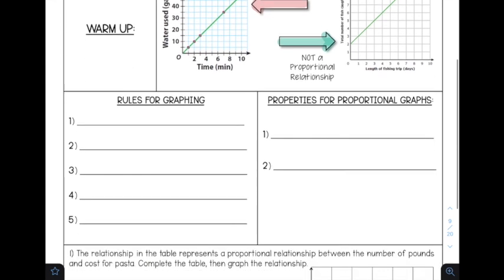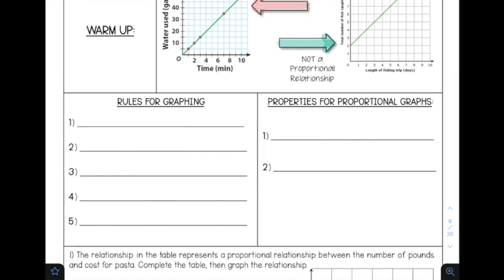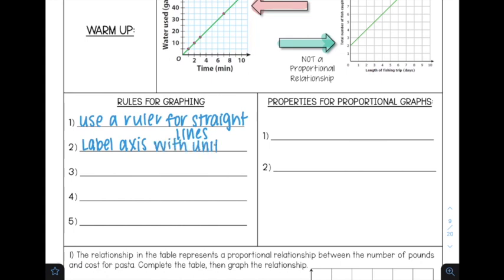All right, so rules for general graphing. You always want to make sure you're using a ruler for a straight line. So make sure you use a ruler for straight lines. Second rule, label the axes with units. X and Y.